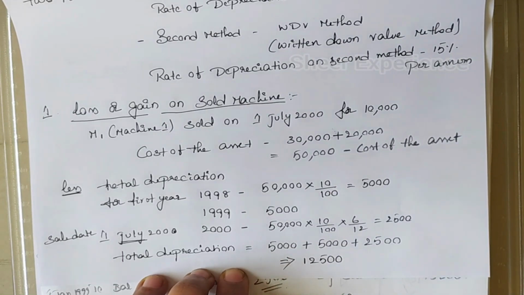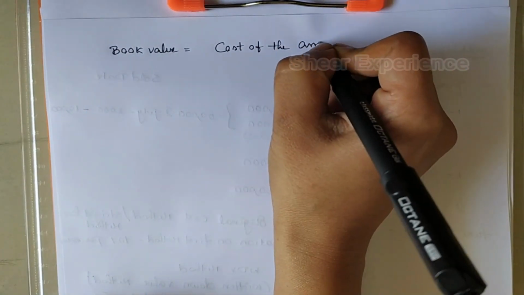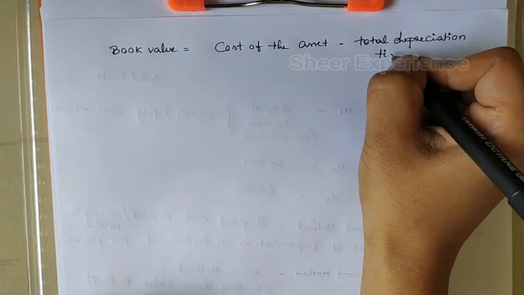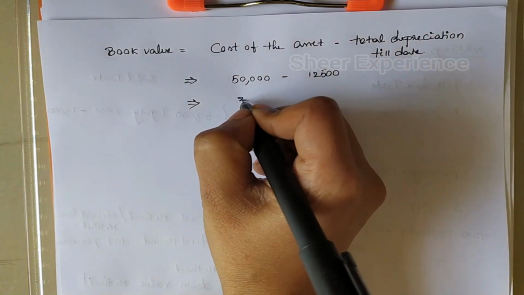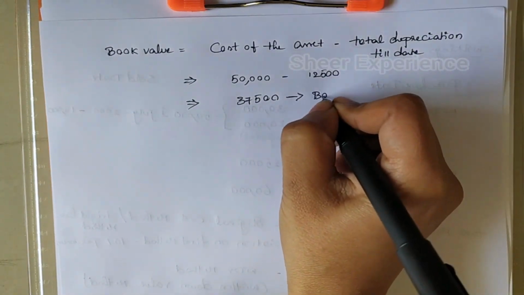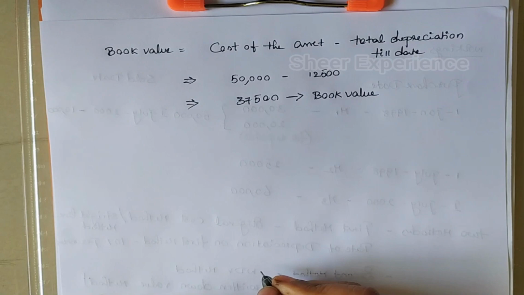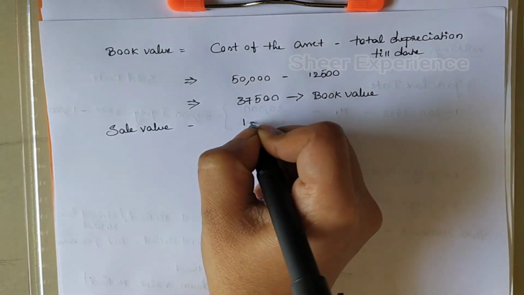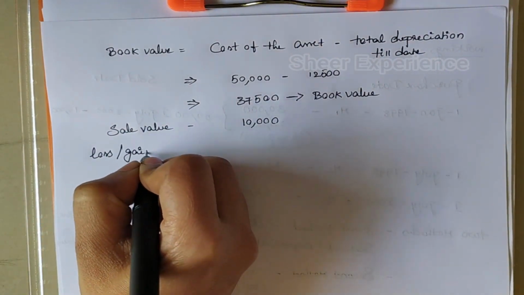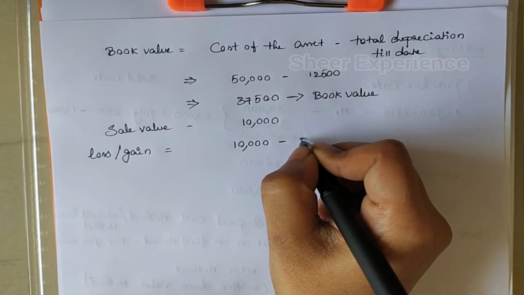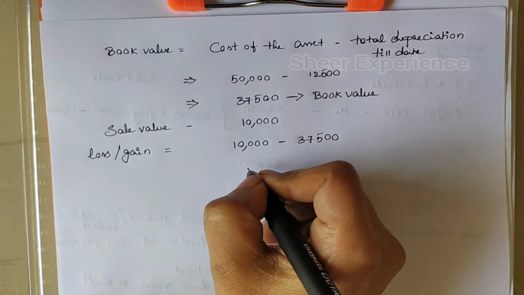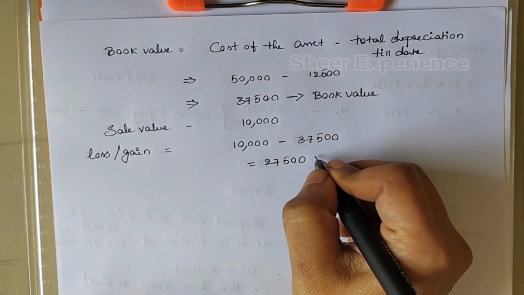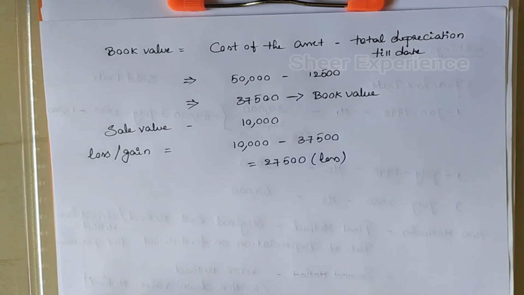Now we need to find out the book value of machine 1. We all know that book value is equal to the cost of the asset minus total depreciation till date. That is 50,000 minus 12,500, which comes to 37,500. So this is the book value. Sale value is given as 10,000. Loss or gain is equal to sale value minus book value. That is 10,000 minus 37,500, which comes to 27,500, which is in minus. So this is a loss.